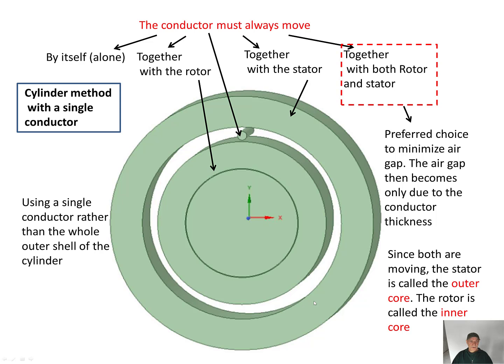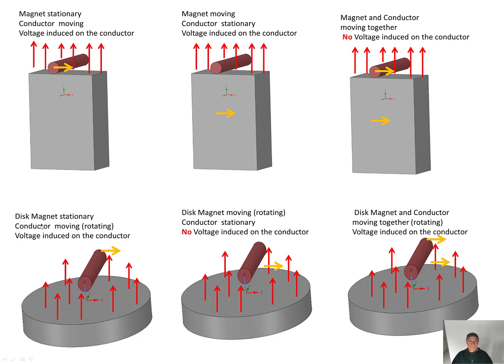Now let's show the difference between a bar magnet and a disc magnet. Magnet stationary, conductor moving, voltage induced on the conductor. This case where the magnet is moving, the conductor is stationary, voltage is induced on the conductor. The third case where the magnet and the conductor moving together, no voltage induced on the conductor.